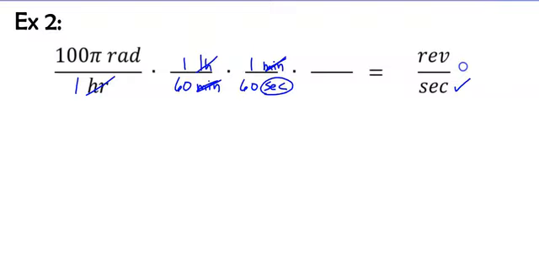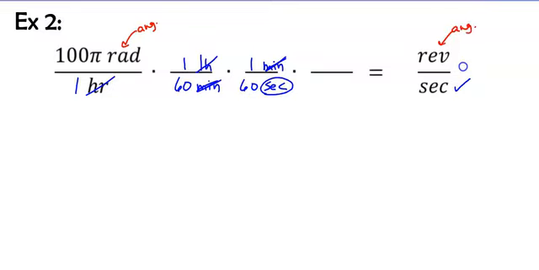Now we have to go back and deal with our radians here. So this is an angular one. So we're beginning in angular, we're ending in angular. Radians are angles, revolutions are angles. So that's good.